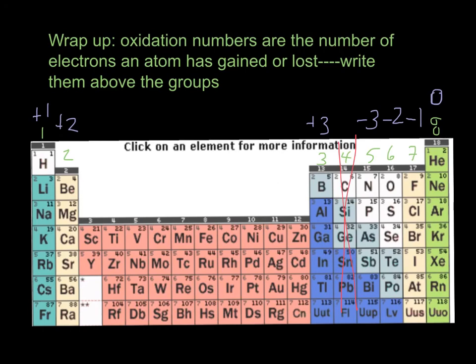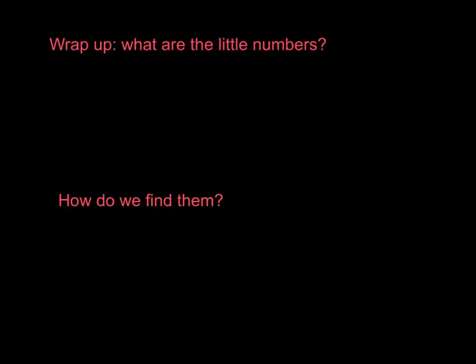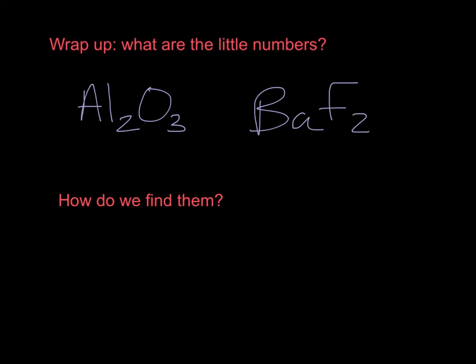So just to make sure that you understand these numbers that we have up here, these are our oxidation numbers, and we're going to use those when we talk about naming ionic, and for the most part, ionic compounds. All right, and so the last thing I want to say to you is, what are the little numbers? So when we had our example like Al2O3, or if we have something like BaF2, these little numbers right down here, these are what we call subscripts.